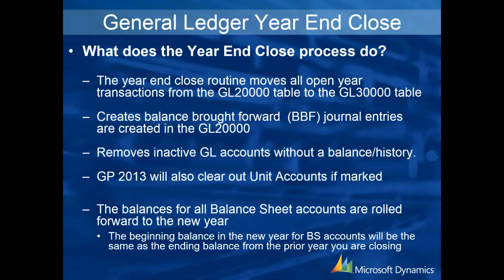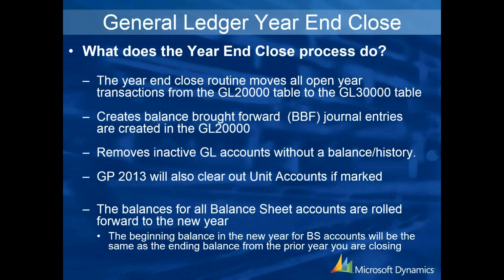Creates a balance brought forward. First of all, I should say that no users can be in the system for this year-end close. It creates a balance brought forward journal entry, and they are created in the GL 20,000. This is your opening balances, balance sheet accounts typically. It will remove inactive GL accounts without a balance or history.